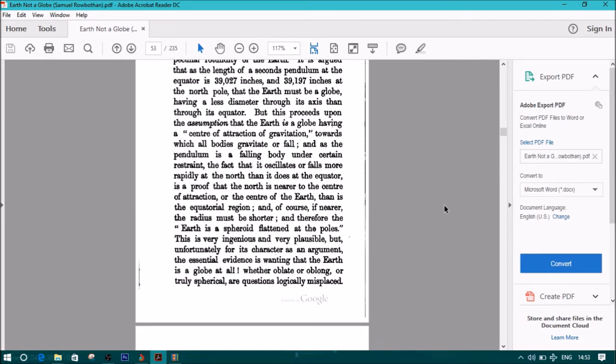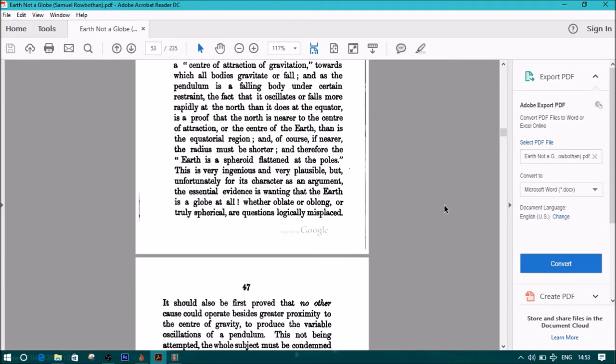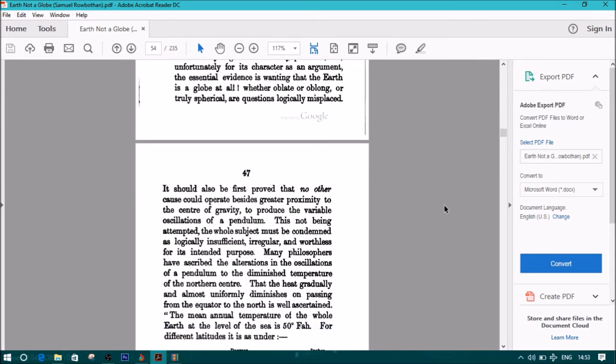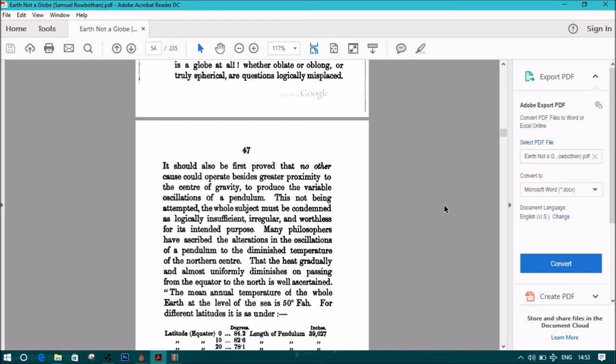Whether oblate or oblong or truly spherical are questions logically misplaced. It should also be first proved that no other cause can operate besides greater proximity to the center of gravity to produce the variable oscillations of a pendulum. This not being attempted, the whole subject must be condemned as logically insufficient, irregular, and worthless for its intended purpose.